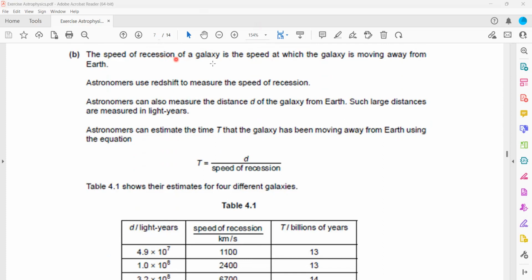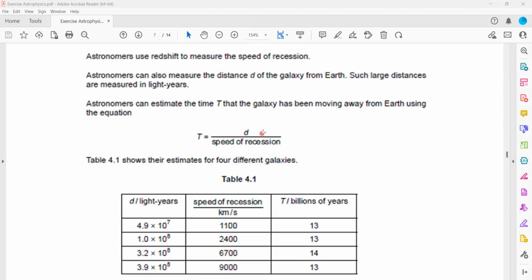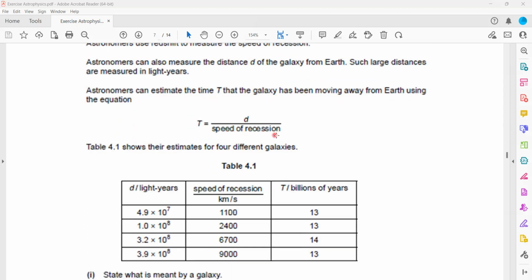Then, the speed of recession of a galaxy is the speed at which the galaxy is moving away from the Earth. Astronomers use redshift to measure the speed of recession. Astronomers can also measure the distance of a galaxy from Earth. Such large distances can be measured in light years. A light year is the unit of distance, how far light travels in 1 year. Astronomers can estimate the time the galaxy has been moving away from the Earth by using the equation d divided by the speed of recession.